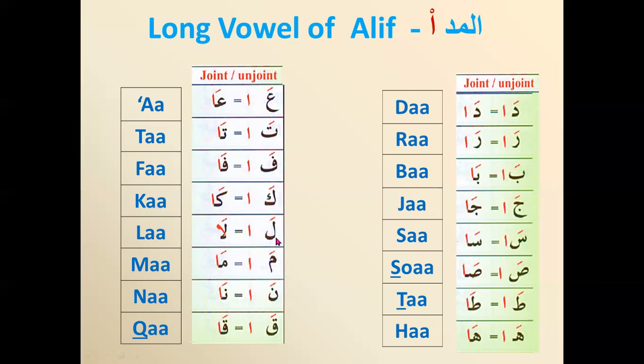Okay, next we have the lam, fatha, alif, sukun, la. So you see, once the lam and the alif have been joined, this will be the shape of the la. And then mim, fatha, alif, sukun, ma. Nun, fatha, alif, sukun, na. Qaf, fatha, alif, sukun, qa.